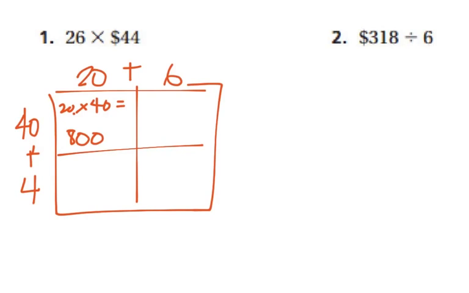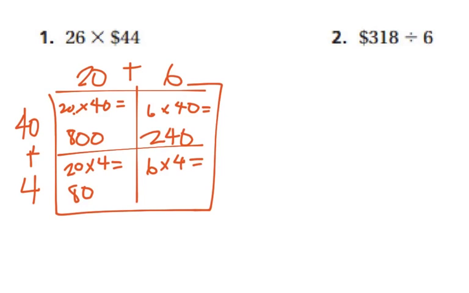The second box I'm multiplying 6 times 40, which is like 6 times 4, which equals 24, and I add 1 zero to the end. In the third box, I am multiplying 20 times 4, which is like 2 times 4, and that's 8, and I add 1 zero to the end. In the final box, I'm multiplying 6 times 4, which is pretty basic. It's just 24. Now I'm going to add all of my partial products up.